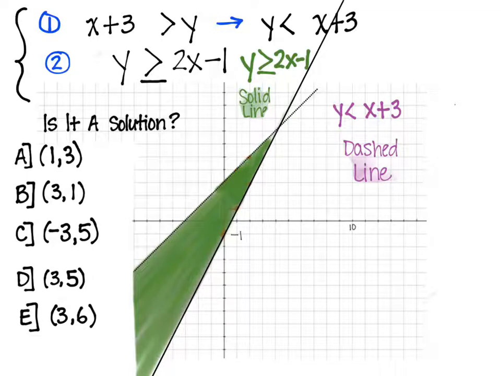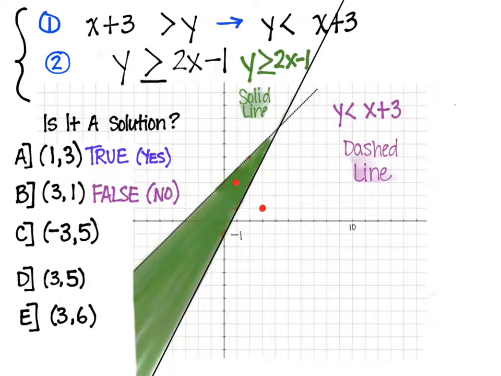So the first point, 1, 3. Well, there it is. I went over 1 and up 3, and it's in the green shaded region, so that is true. Meaning, yes, it's a solution. It would give me a true statement to both inequalities if it's in here. The next point is 3, 1, so we're going to go over 3 and up 1, and there's the point. It's not in the shaded region, so no, that's false. It's not a solution to the system.